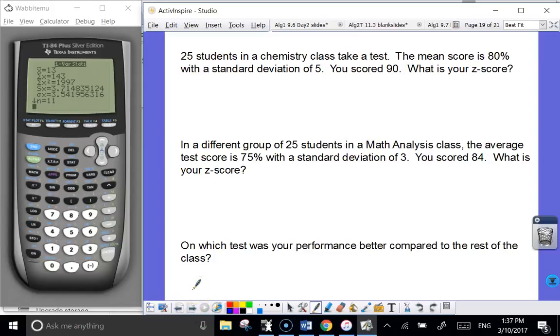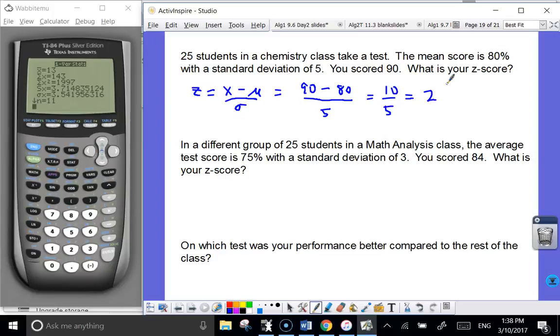25 students in a chemistry class take a test. The mean score is 80 with a standard deviation of 5. You scored 90. What is your z-score? So use the formula z equals x minus mu divided by sigma. In this case, the x is 90, the mean is 80, and the standard deviation is 5. So that's 10 over 5, which is 2. So you scored 2 standard deviations above the mean. And yes, you can get negative z-scores if you score below the mean.